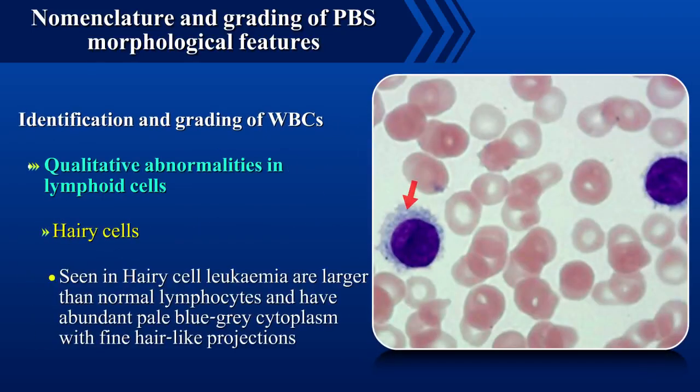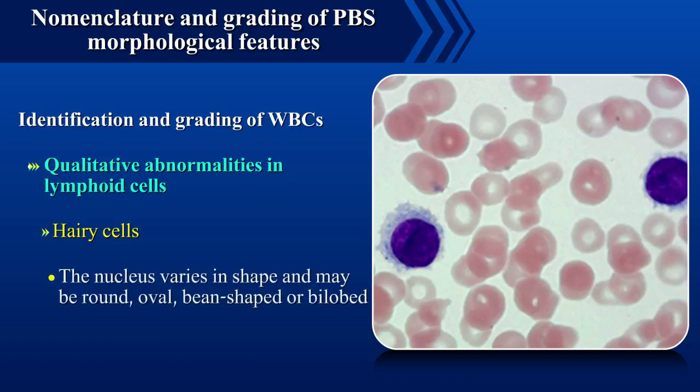Hairy cells are seen in hairy cell leukemia, and they are larger than normal lymphocytes and have abundant pale blue to grey cytoplasm with fine hair-like projections. The nucleus varies in shape and may be round, oval, bean-shaped, or bilobed.